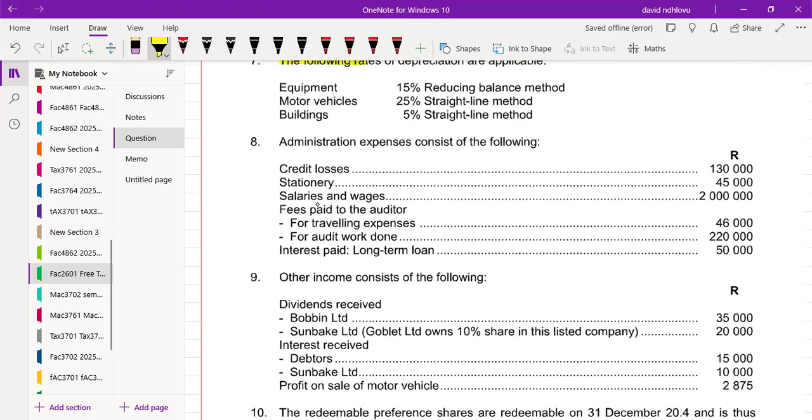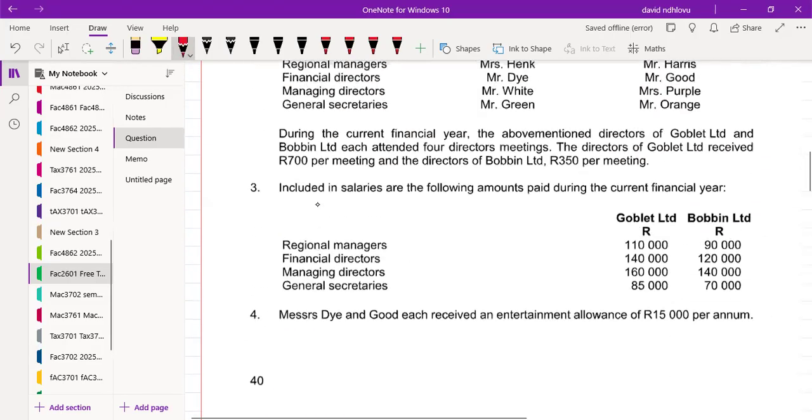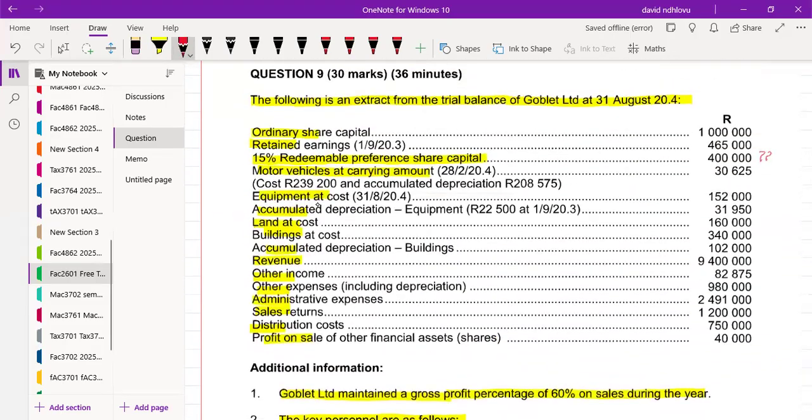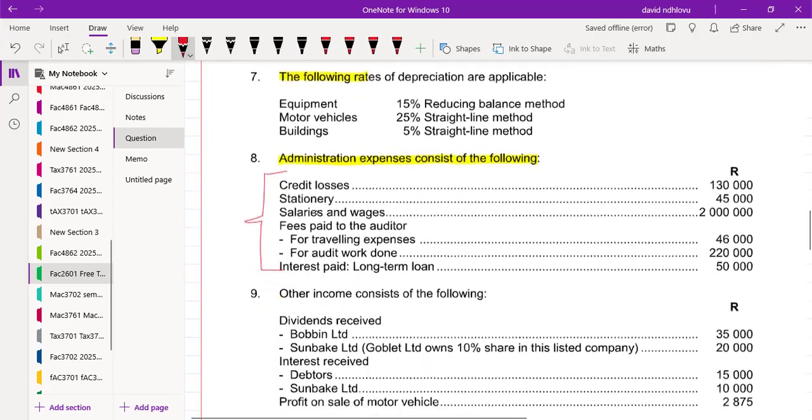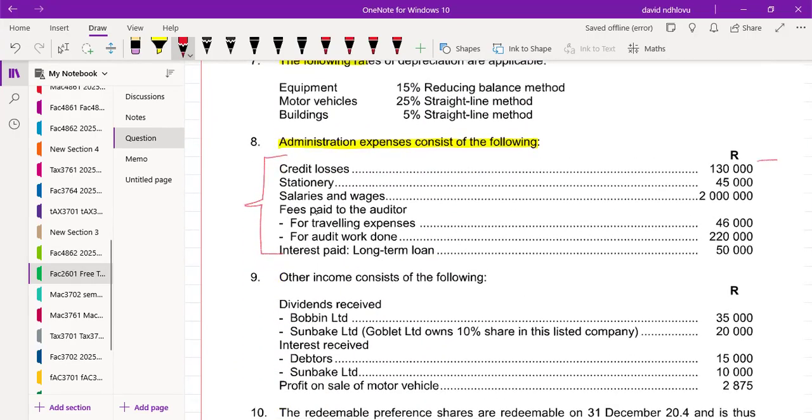Then they give you a breakdown of the administration expenditures, which are highlighted there. This is so that you can compile the note. Remember, Tina, we're going to just disclose one line in terms of the administration expense. But when we do the note now, we need to highlight what makes up that note. So you have the details of what you must include there.